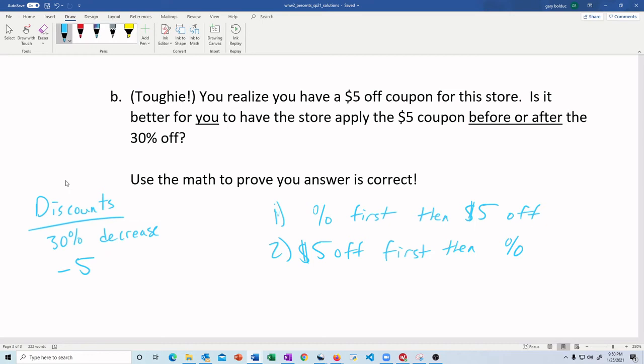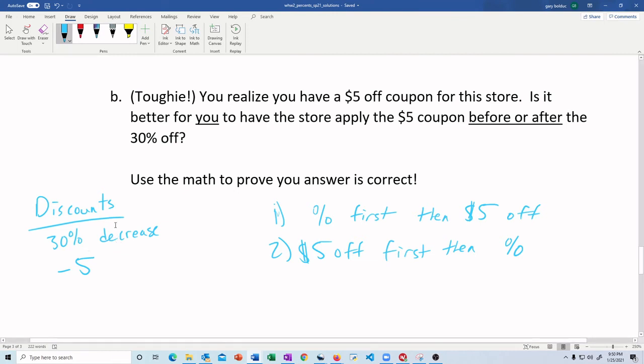So $5 off is $5 off is $5 off. It doesn't matter if it's a $100 shirt or if it's a $1,000 shirt or a $10 shirt. $5 off is $5 off. But 30% decrease, or off, or sale, however you want to say it, that's different. That's a different amount of money if it's a $5 shirt, a $100 shirt, a $1,000 shirt.